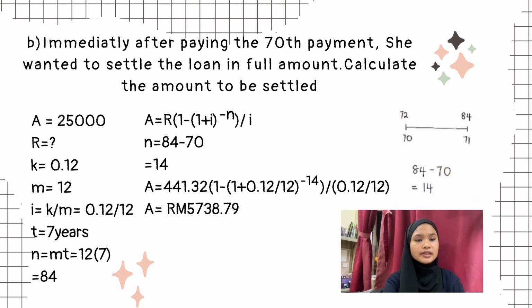For part B: immediately after paying the 70th payment, she wanted to settle the loan in full amount. Calculate the amount to be settled. n equals 84 minus 70 equals 14.